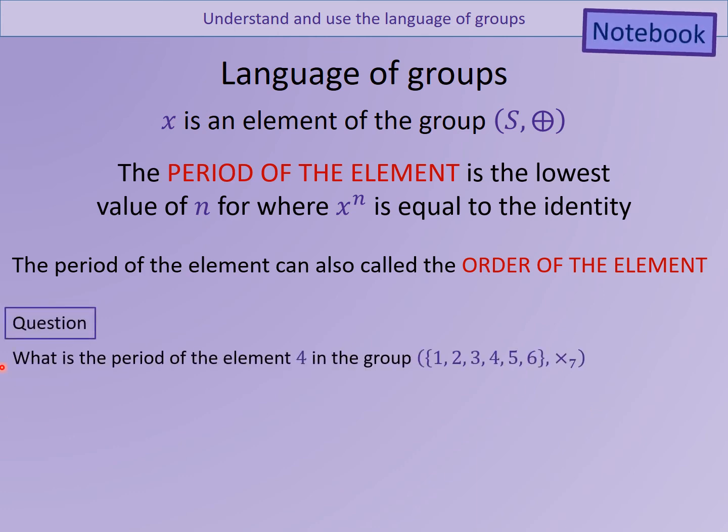So let's have a quick look at this. The period of the element 4 in the group 1, 2, 3, 4, 5, 6, under multiplication modulo 7. Grab your notebooks, make sure you've got this down, and you might want to have a go yourself.